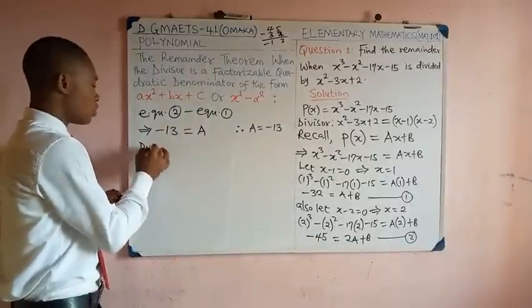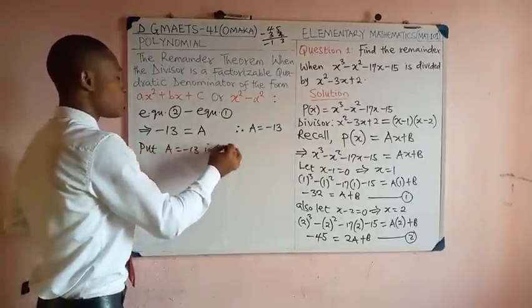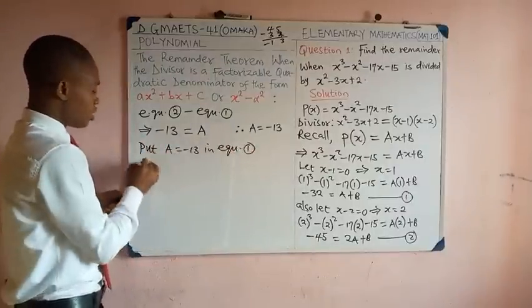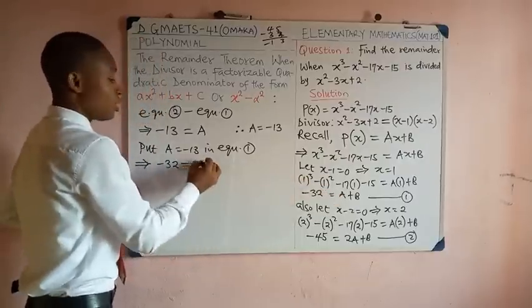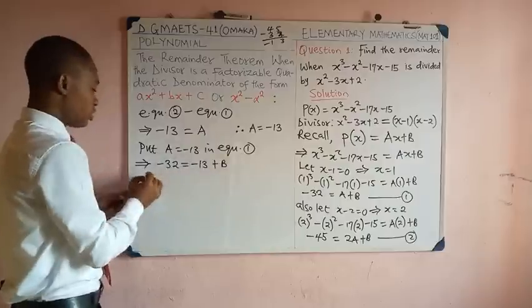So I'll now put a equal to minus 13 in equation 1. I would like to write the statement out. If you do that, you're going to get minus 32 equal to, the value of a is minus 13, minus 13 then plus b. Make b subject of the formula.